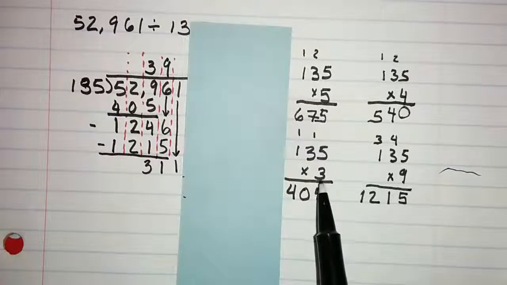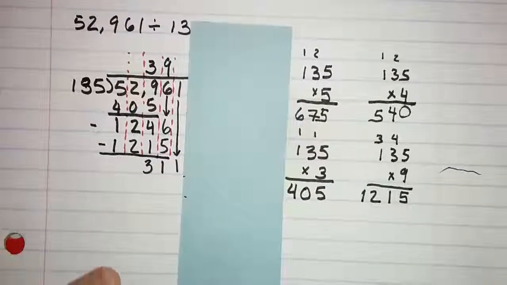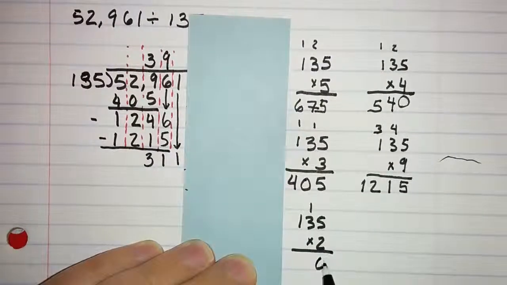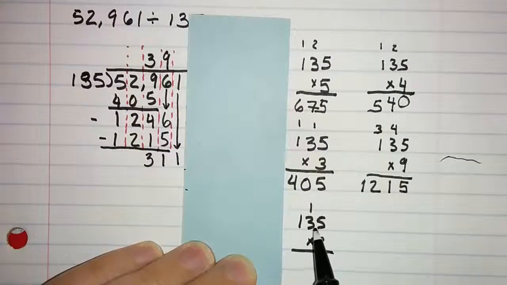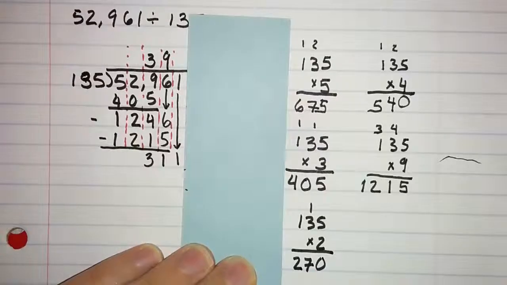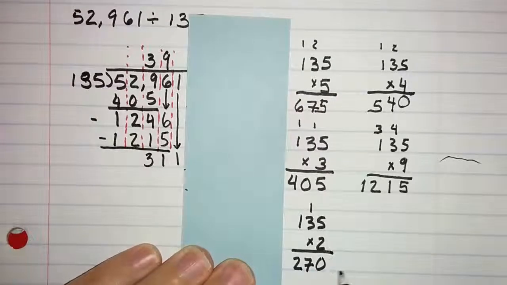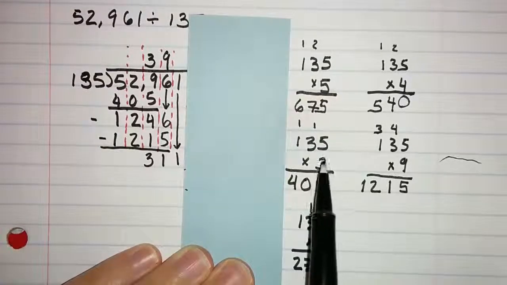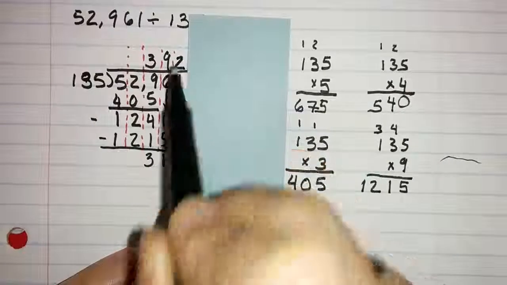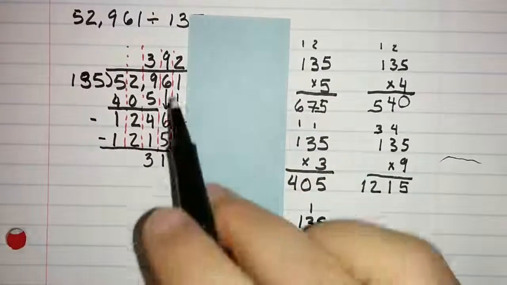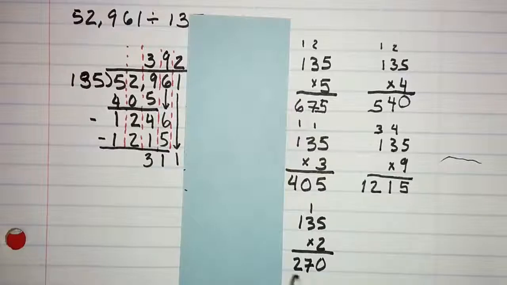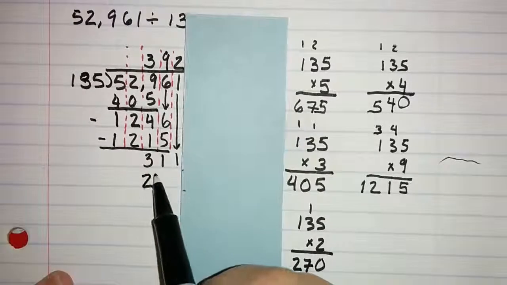Well, 3 is too many, so I'm going to try 2. 2 times 5 is 10. 2 times 3 is 6, 7. 2 times 1 is 2. Well, 2 will certainly work. I know 3 was too big, so 2 must be my next digit. 2 times 135 I said was 270.